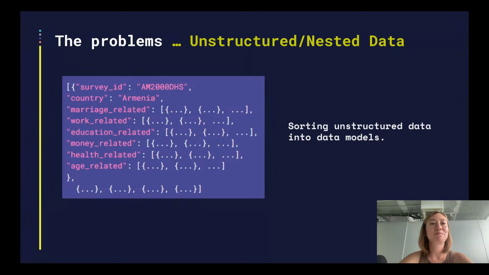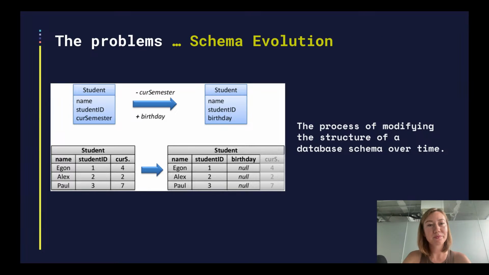So, every data engineer is faced with unstructured and nested data, and you need to somehow unnest it, flatten it, and create a schema. Another problem is schema evolution. Your data is always changing, your data types change, new columns or keys appear, and you need to constantly update your schema. And currently, people do it manually or using custom Python scripts.